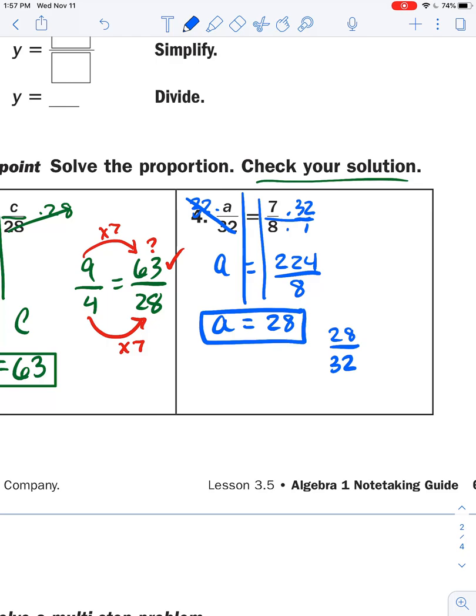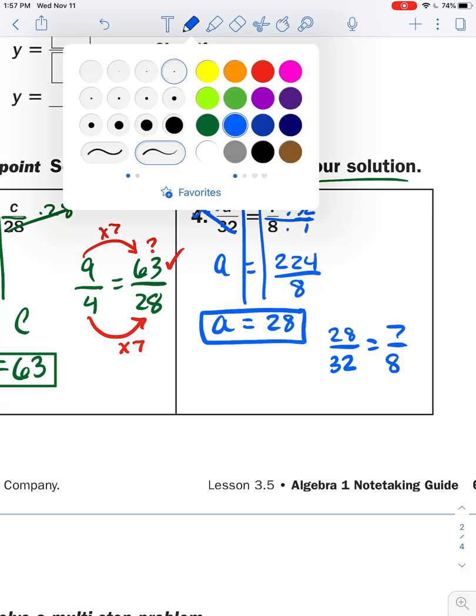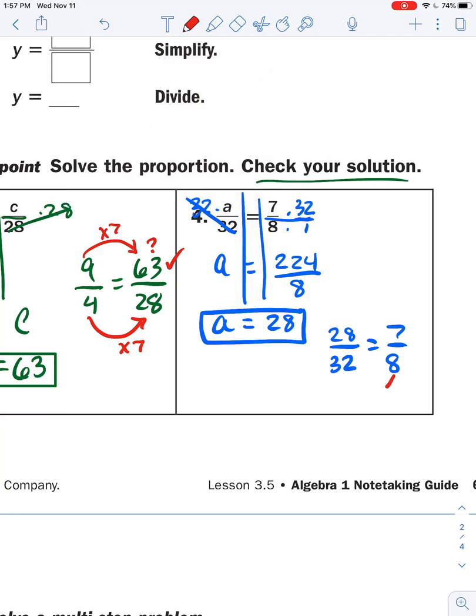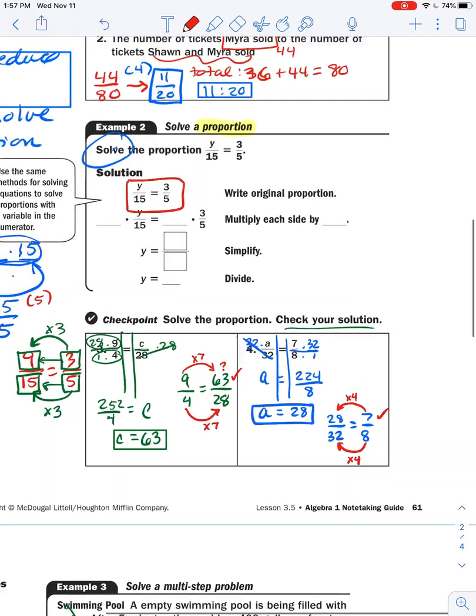So if I go back to my original and I put the 28 in where the A was, I'm just going to check and see how I did. So I go to the one that was given to me originally. 8 times 4 would be 32. So does 7 times 4 equal 28? Yes, it does. So I know I made the right choice there. Okay.